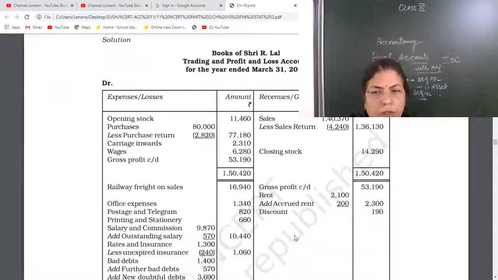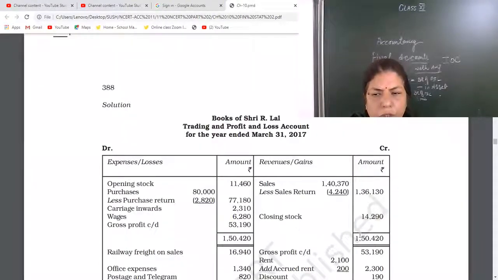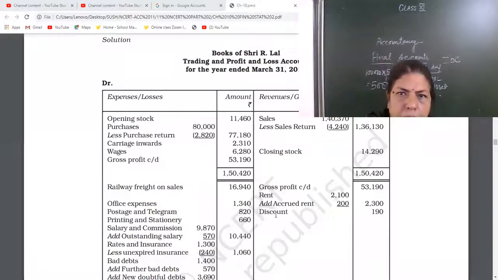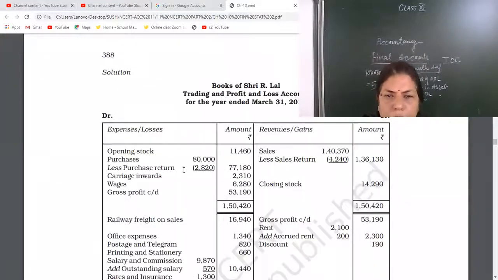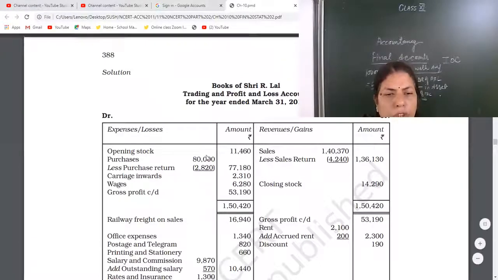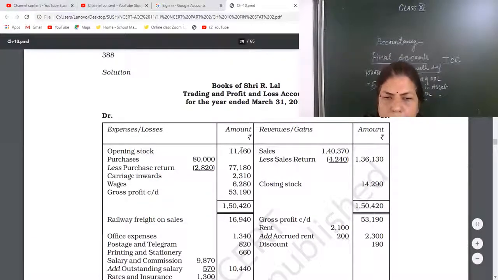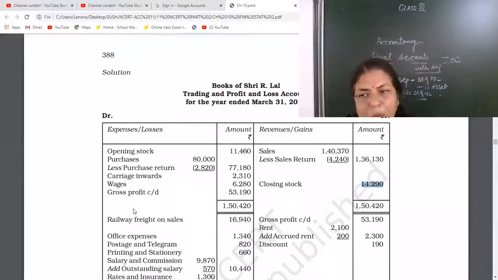See, one by one, look at the screen. Trading account and profit and loss account. First, opening stock, debit side. Please note down. By closing stock, credit side. Everything is given, but you have to put them at the proper place.